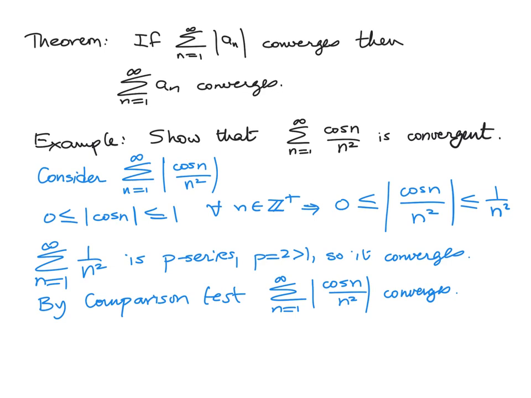And by this theorem that I said over here, the sum as n goes from 1 to infinity of just cosine n over n squared also converges, because since the series was absolutely convergent, therefore it is convergent. So that's the clue, that's the key. If a series is absolutely convergent, then it is just regular convergent, old style convergent.